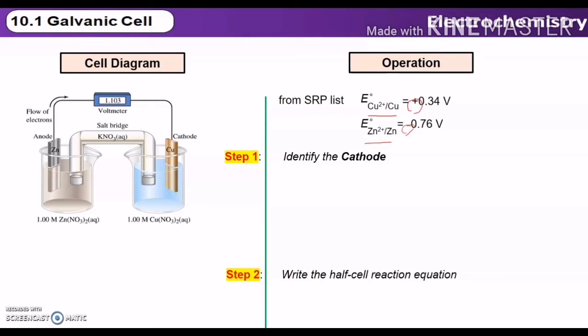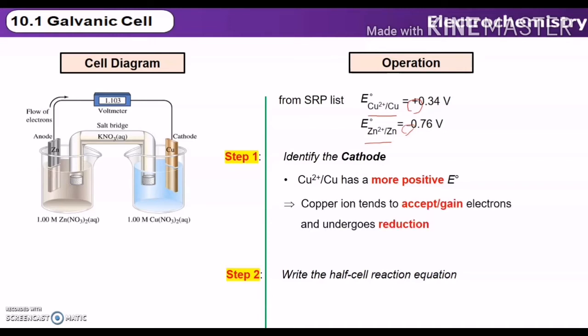A positive sign here means the reduction reaction predominates. So what I'm trying to say here is the E0 of Cu2+/Cu is more positive than Zn2+/Zn. So we can say the copper ion tends to accept or gain electrons. In other words, copper ion will undergo reduction in this case. From what we can see now, reduction happens at the cathode. So remind ourselves, reduction happens at the cathode. That is why the copper metal is made the cathode.